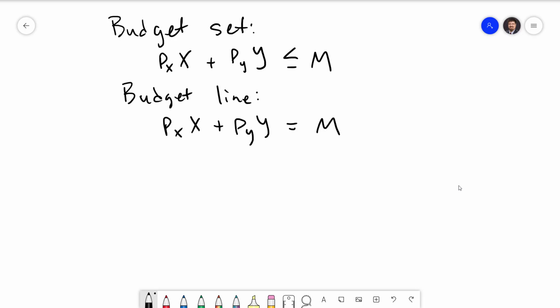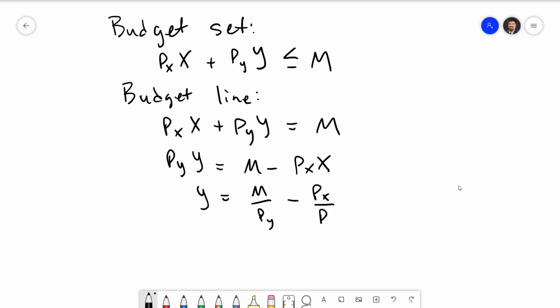We can do this by subtracting Px times X from both sides, which is going to leave us with Py times Y equals M minus Px times X, and then dividing both sides by Py, which is going to give us M over Py minus Px over Py times X. This gives us a helpful interpretation because it shows us the slope of the budget line is the negative of the price ratio, Px divided by Py. The price ratio is also sometimes called the market rate of substitution, but I'm usually going to stick with price ratio.